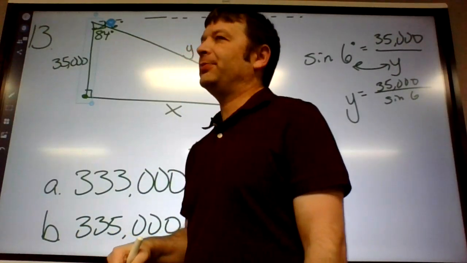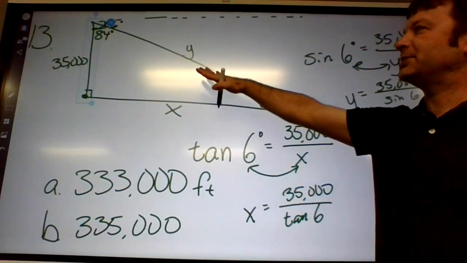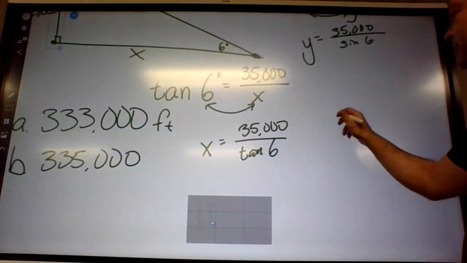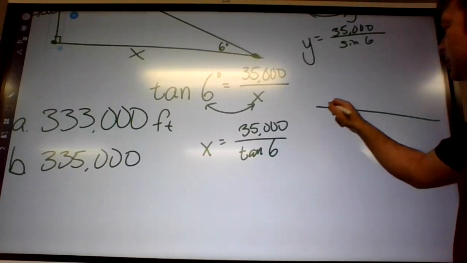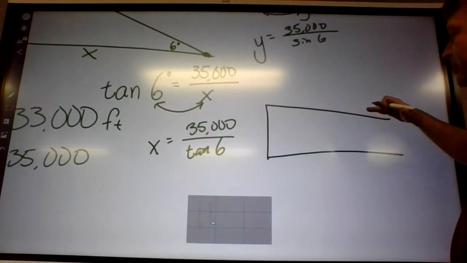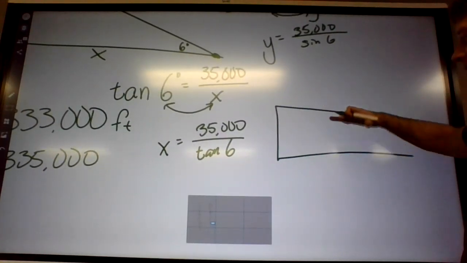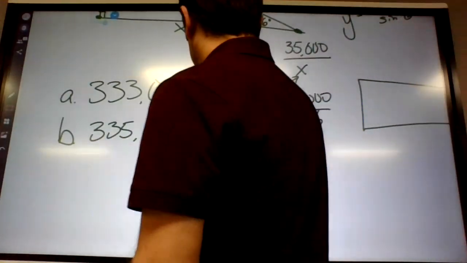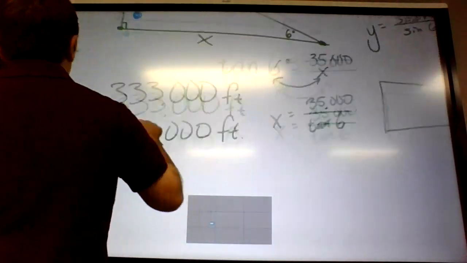6 degrees is a really shallow angle, my picture doesn't show it very well. The picture would look more like this, like the plane is barely dropping. So these two are very close to the same length. All right.